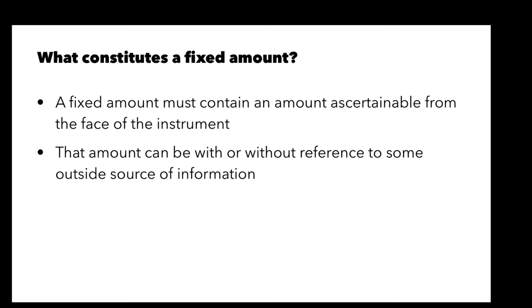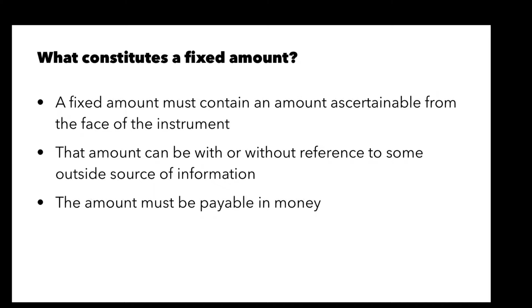And in fact, that amount can be with or without reference to some outside source of information. We could say plus interest at the prime rate charged by the bank. That would not be found in the instrument itself, but again, could be easily ascertained. The amount has to be payable in money, and money means cash, it means coins. The amount must be payable in money.